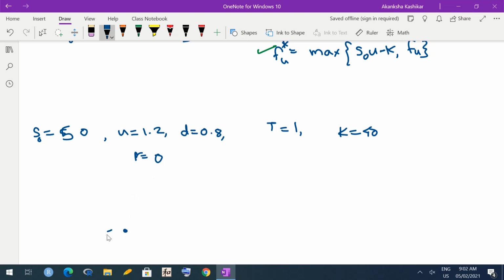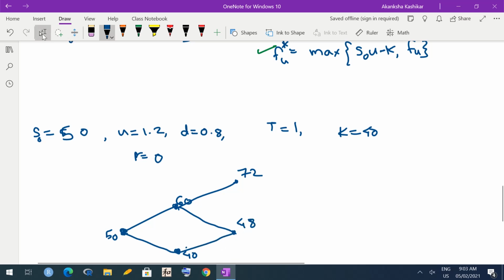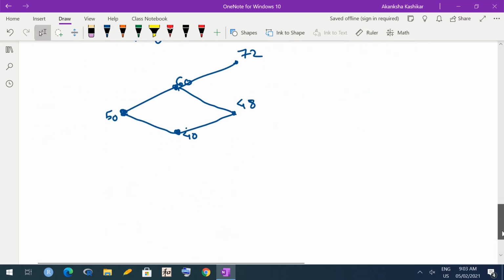So what do we have? 50. Upper value becomes 50 into 1.2. So it becomes 60. And down value becomes 50 into 0.8. So it becomes 40 here. Okay. At the end of half year. Then it further becomes 60 into 1.2. So 72 here. 60 into 0.8 is 48 here. This is 48, and the lowest possible value becomes 40 into 0.8, so 32.